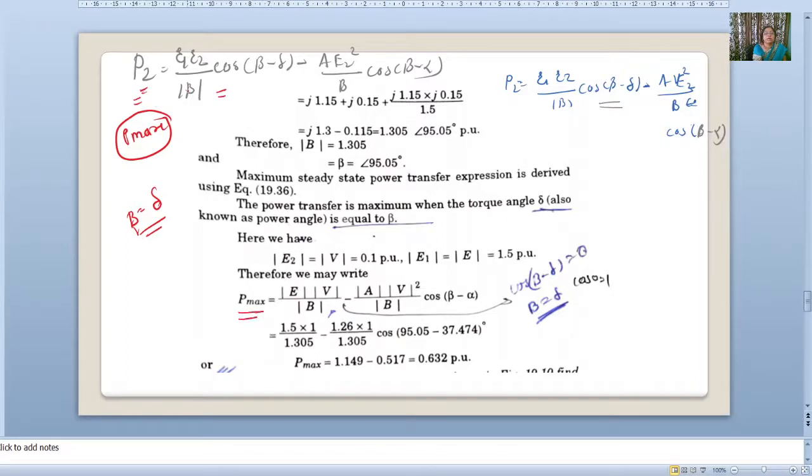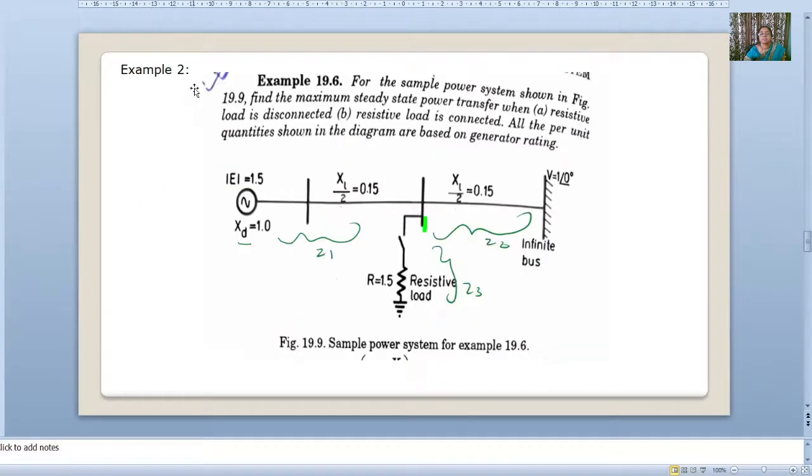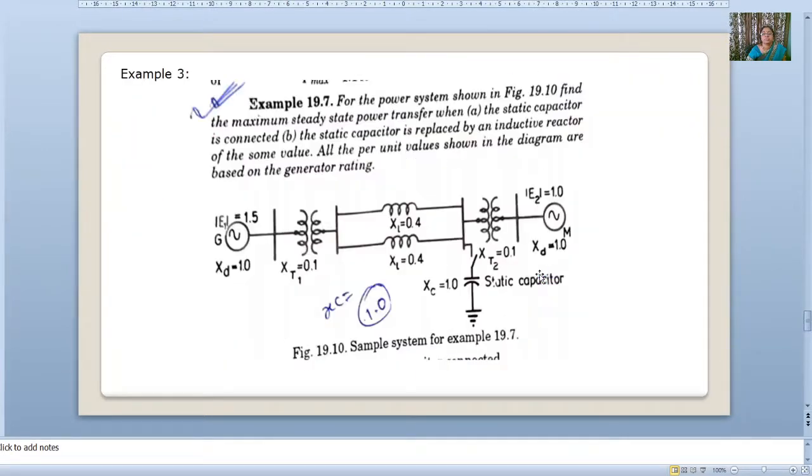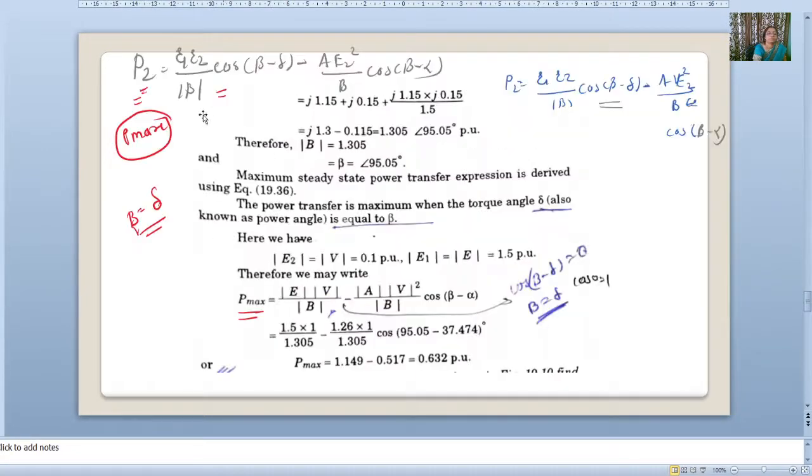In this example the second is an infinite bus, here it is our infinite bus. So that's why, instead of E2, here we have written V, E into V by B, this is maximum, cos of (beta minus del) equal to 0, beta is equal to 0, cos 0 will be 1.